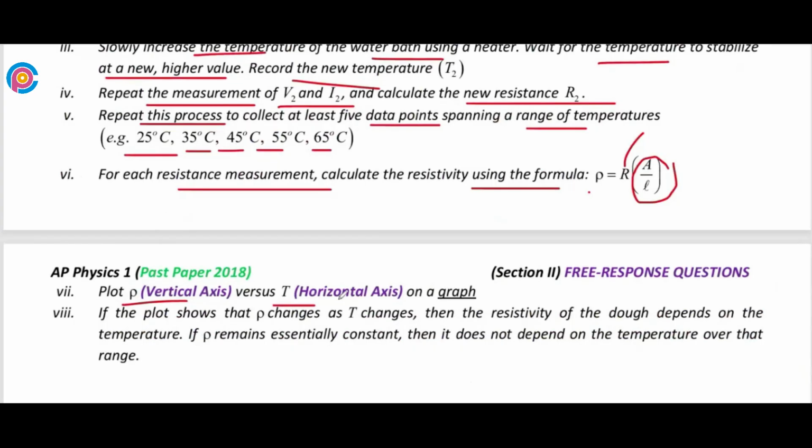Resistivity should be on the vertical axis, temperature on the horizontal axis. If the plot shows rho changes as T changes, then the resistivity of the dough depends upon the temperature. If the resistivity remains constant, it doesn't depend upon the temperature over the range. That means if the temperature changes but the resistivity always remains the same, then resistivity is independent of the temperature. But if the temperature changes and resistance changes, resistivity changes, so it means the resistivity of the dough depends upon the temperature. Okay, that's the answer.